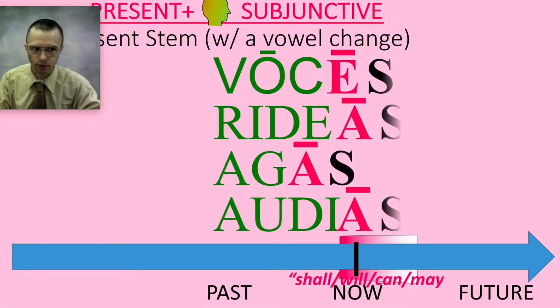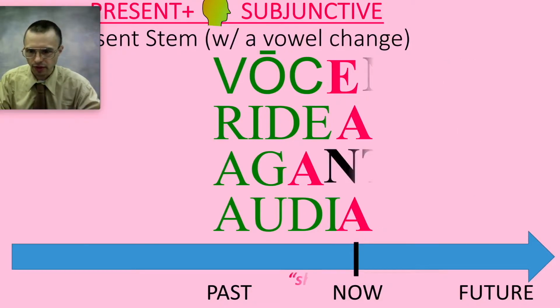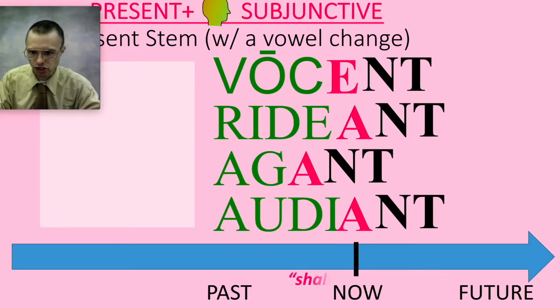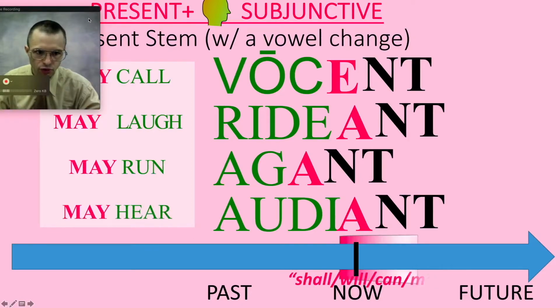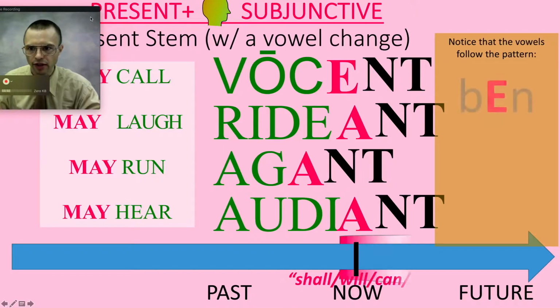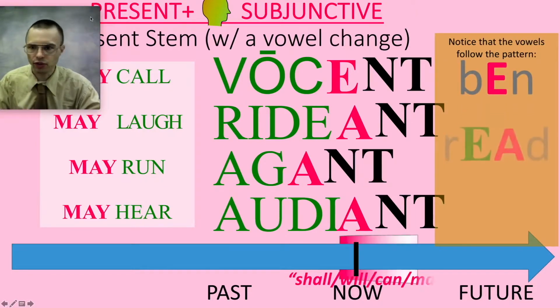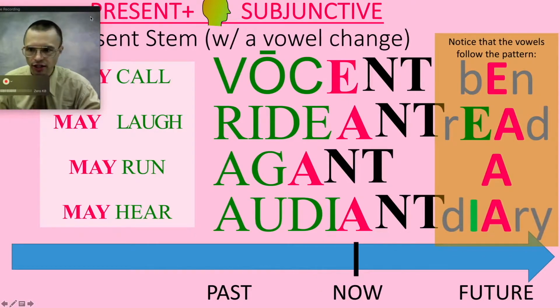And then onto that we put our endings. Very simple, nothing special to it. And the translation is shall, will, can, or may. So they shall call, or may call, they may laugh, they may do, and they may hear. Notice the pattern that is made by these vowels. So this is a good way for you to remember what vowel each conjugation gets.